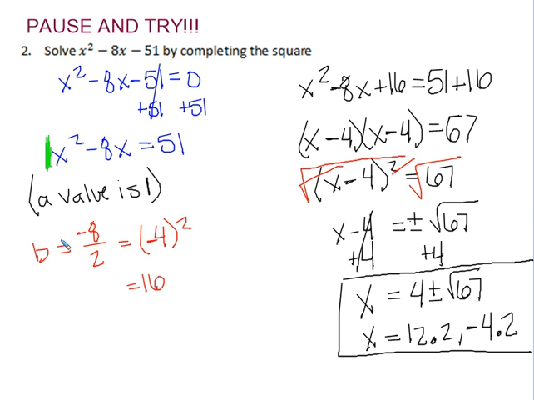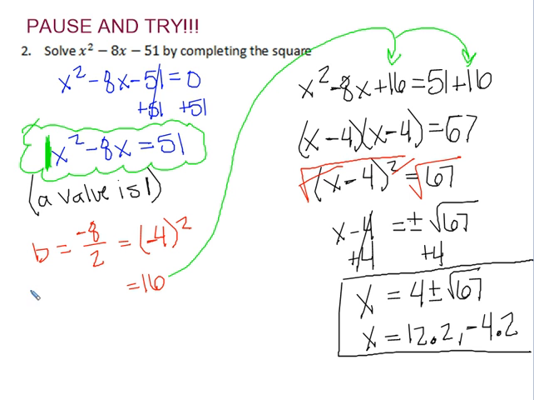Our b value is -8. If we find half of it, that gives us -4. And when we square it, we're finding that perfect square, we get an answer of 16. So we can take this answer 16 and add it to both sides of our rearranged equation right here.